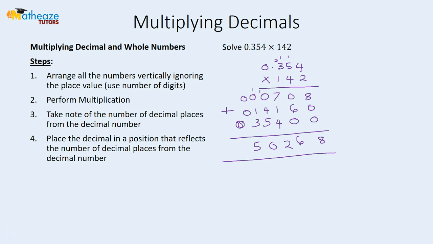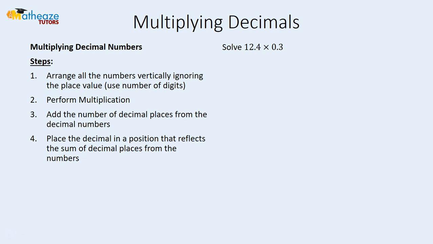So we're going to look at, we have 3 numbers after the decimal point. So we have 3 decimal digits. So what we're going to do here is we're going to count 3 decimals from the right going to the left. 1, 2, 3. So this is what we're going to have for our result.